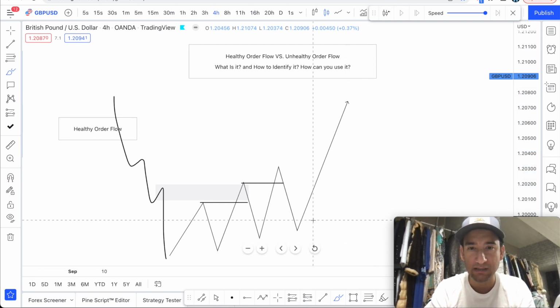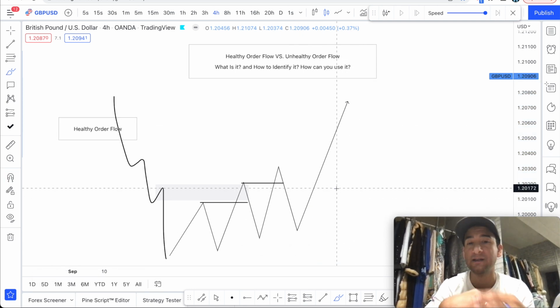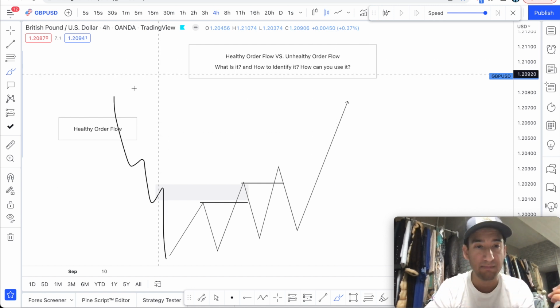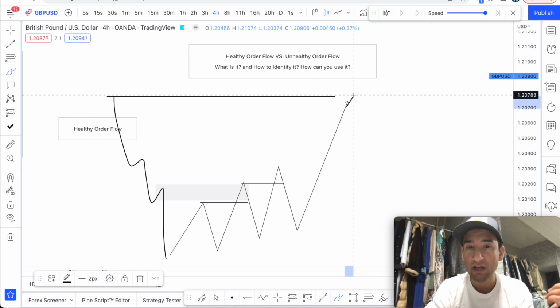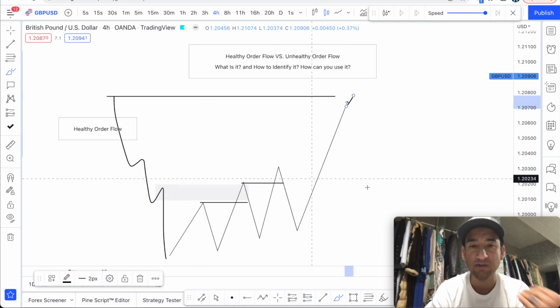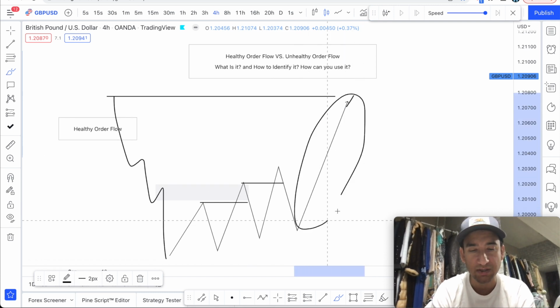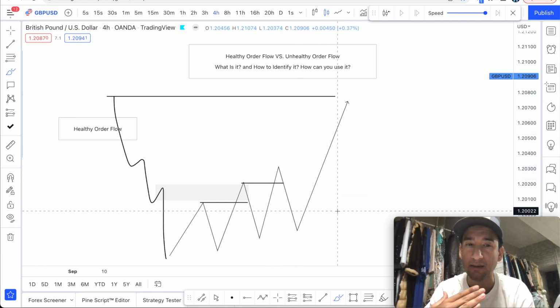As far as this move here, you can see price is showing us that it's set to break above that next major high, which would be right over here. So our intention as a trader, and what we're anticipating, is this huge extension, this huge leg pushing all the way to the upside. And this is what's considered healthy order flow in the markets.